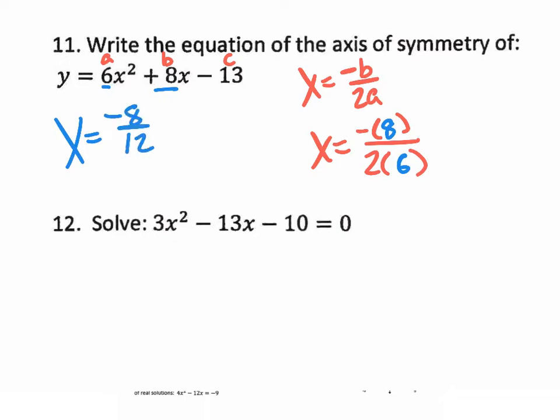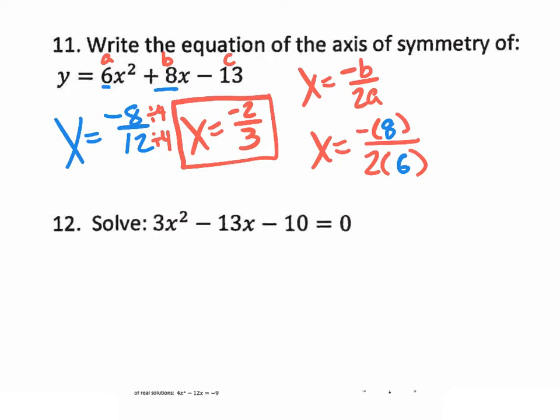Now, if we were taking an open response final exam, I would give you full credit for this. That's the correct answer, but on the multiple choice, you're not going to see that answer. You need to reduce that fraction, and that will be the equation x equals, if you reduce by 4 and reduce by 4, negative 2 over 3. That is your axis of symmetry equation.